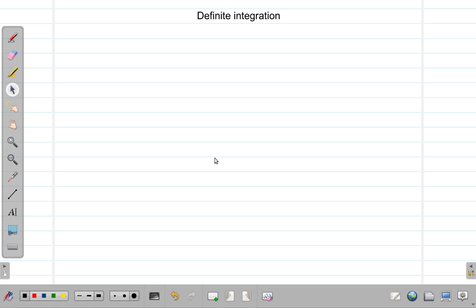Let's continue looking at definite integration. Let us integrate the function x with respect to x from, say, 0 to 1. What would that give us?